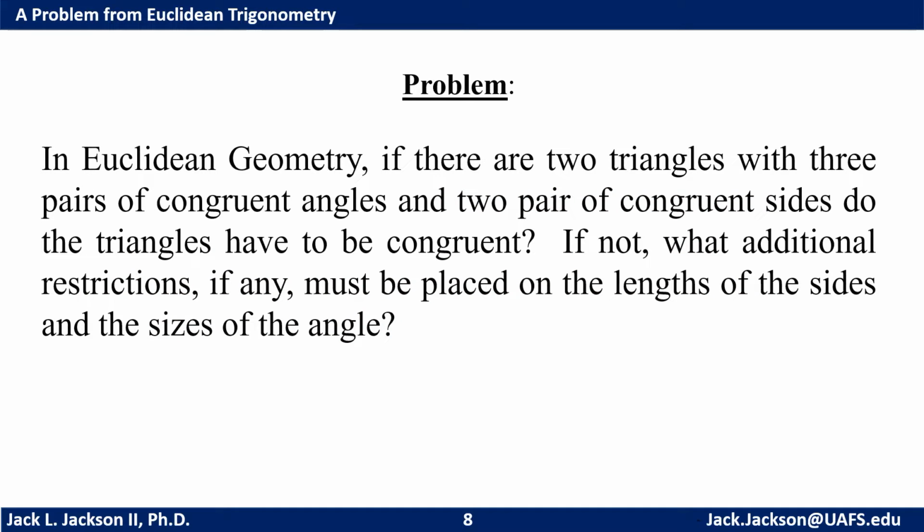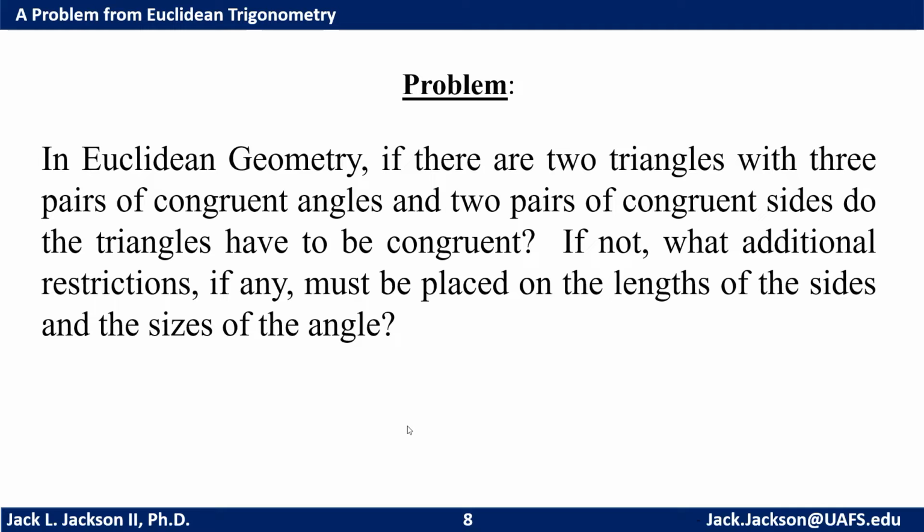So again, in Euclidean geometry, if we have 2 triangles with 3 pairs of congruent angles and 2 pairs of congruent sides, do the triangles have to be congruent? And if not, and I've claimed it's not, what additional restrictions, if any, must be placed on the lengths of the sides and the sizes of the angles to make this happen? So let's see if we can investigate this a little bit more in depth.